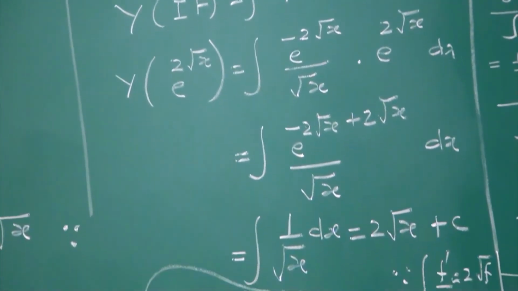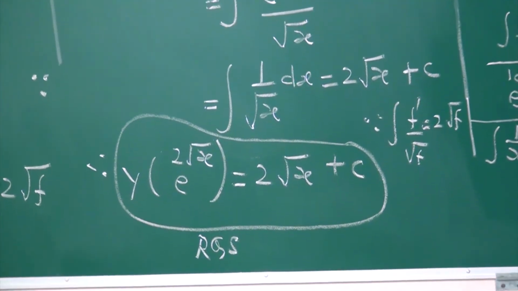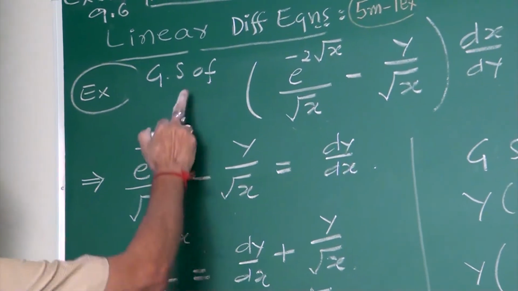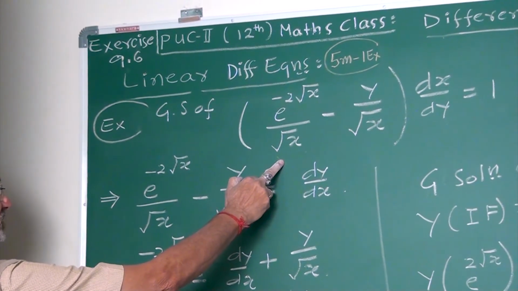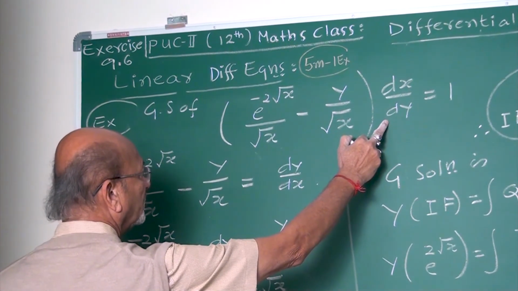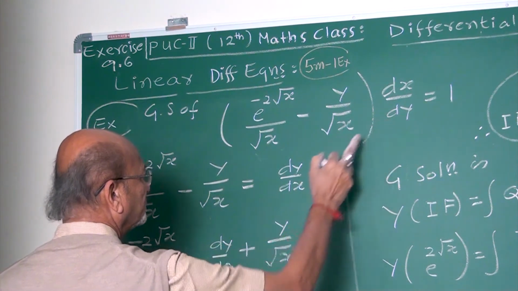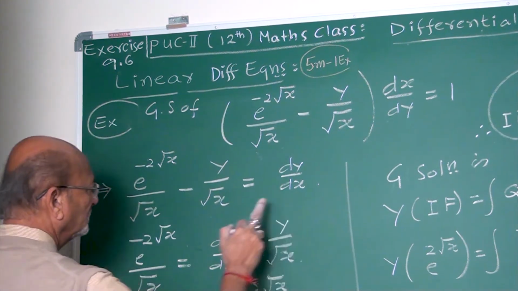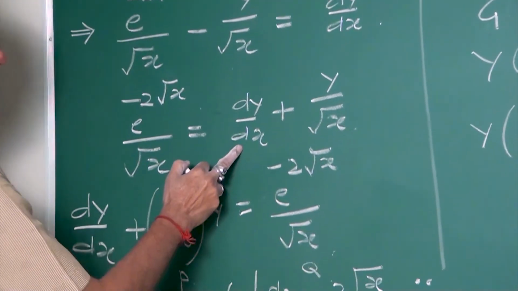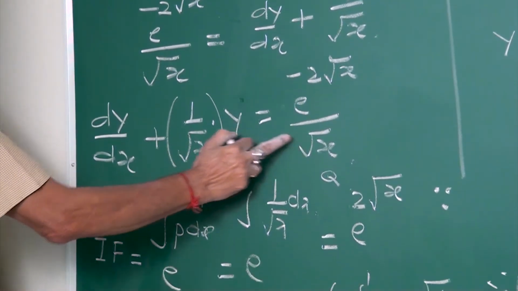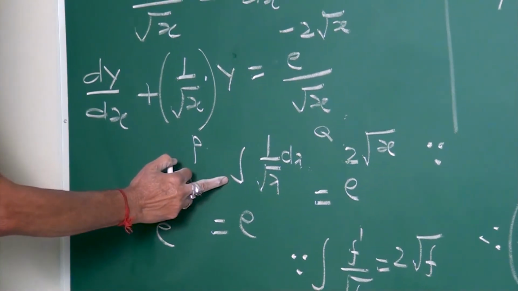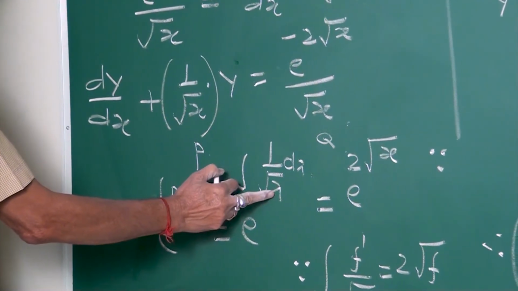Friends, this is an example from the miscellaneous exercise. The miscellaneous exercise appeared once in the board exam. Find the GS of this. To make this bracket free, take this to the RHS: dx by dy, taking to that side, the reciprocal is dy by dx. The y term is needed here in the standard form, dy by dx plus Py equal to Q. P, Q, integrating factor, what is it? 1 by root x.